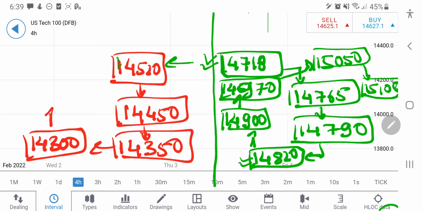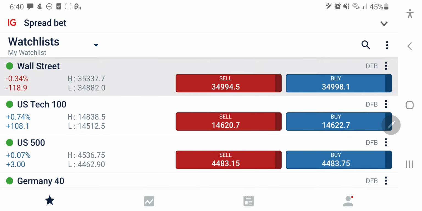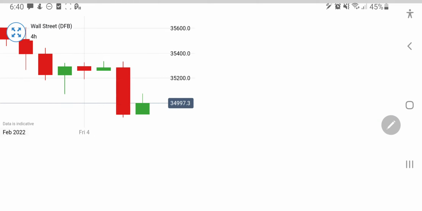So below 14300 definitely it will try to hit 14220, and below this we are extremely bearish. In the probable trading zone, we can expect it to swing a bit, slide towards 14350, and bounce back towards 14820 also. So between 500 points it may try to swing. Take your positions accordingly. Now let's move towards US30, which is trading below 35,000 levels.